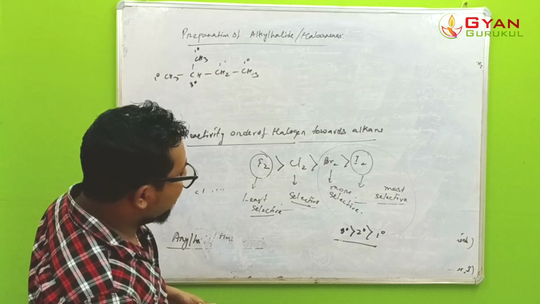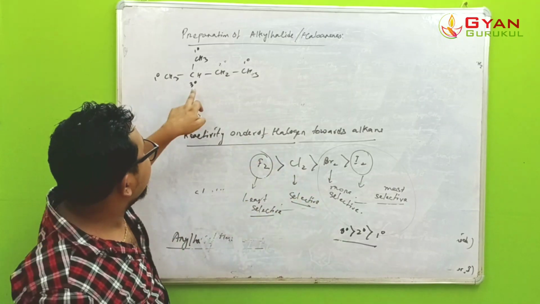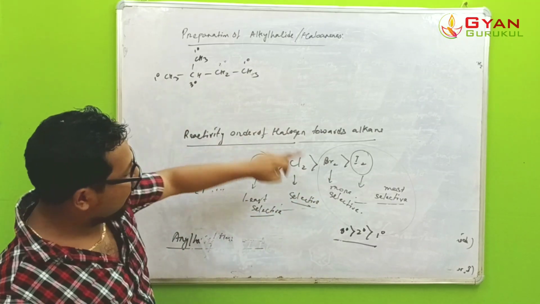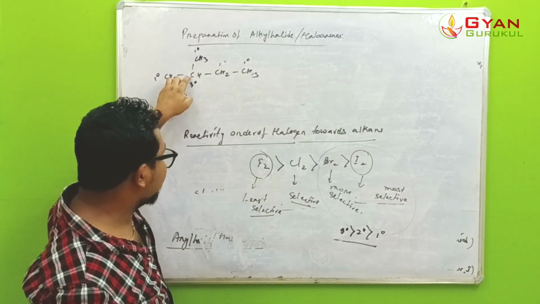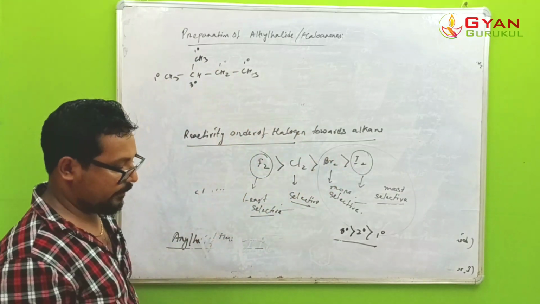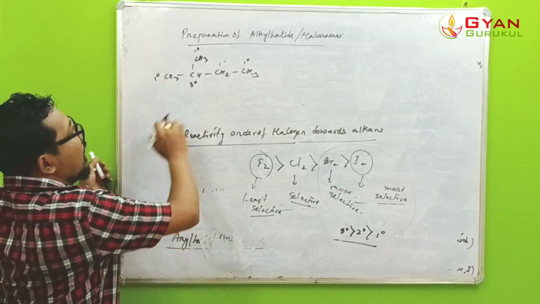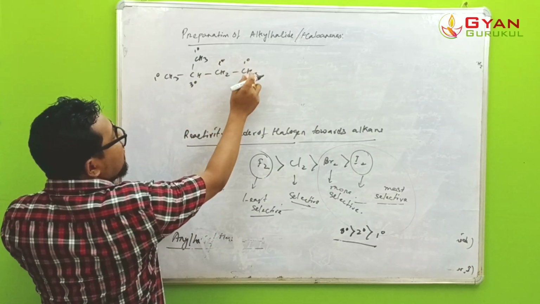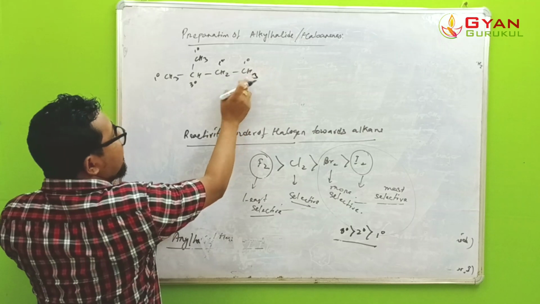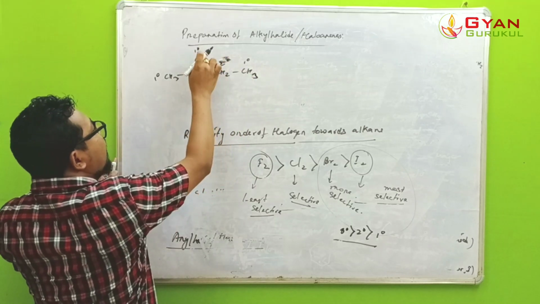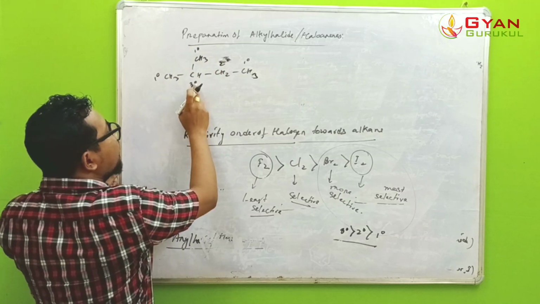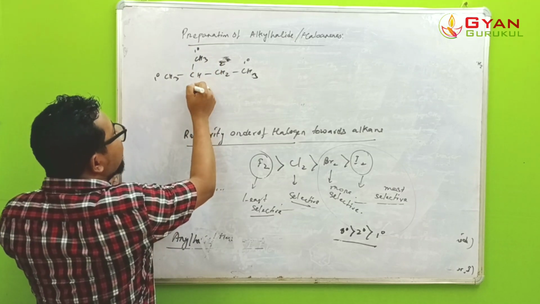So bromine will be more selective towards the tertiary carbon. Bromine will select the tertiary carbon in the free radical mechanism. Iodine also like this. So this is the classification. This is called primary because here 3 hydrogens are there; 3 hydrogens are primary, and this 1 hydrogen is tertiary.